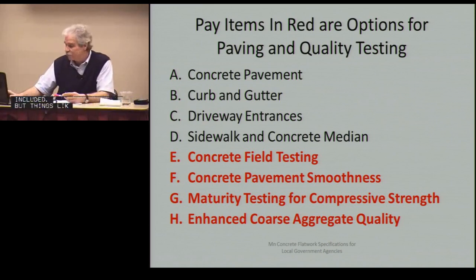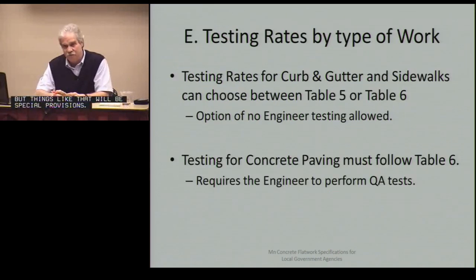So in red would be separate bid items. The testing rates for this is going to be by type of work. We have two tables, Table 5 and Table 6. Okay? And Table 5 is the option of no engineer testing. It can be just tested by the contractor and the reports turned in. Table 6 is much more testing by the engineer, a regular quality control, quality assurance system.